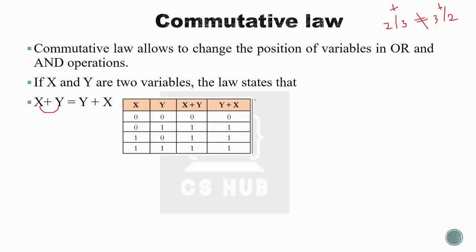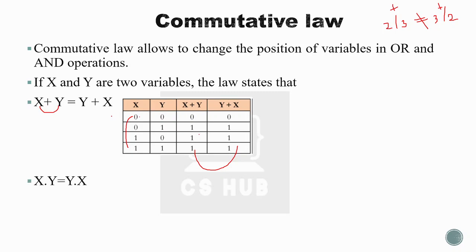This is the proof. We have two variables, x and y. So we have written four combinations with those two variables. All the four combinations, 0 0, 0 1, 1 0 and 1 1. Then we have to find x plus y and y plus x and check whether they are equal. X plus y, 0 plus 0, we will get the same values, right? X plus y is the same as y plus x. These two columns are similar, which means x plus y is equal to y plus x, and this commutative law is true.